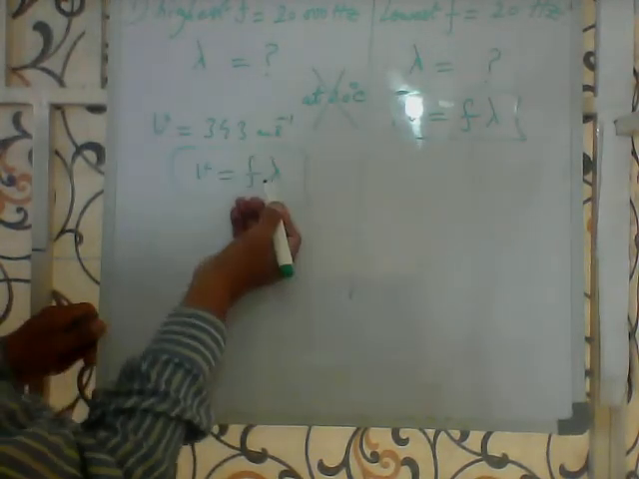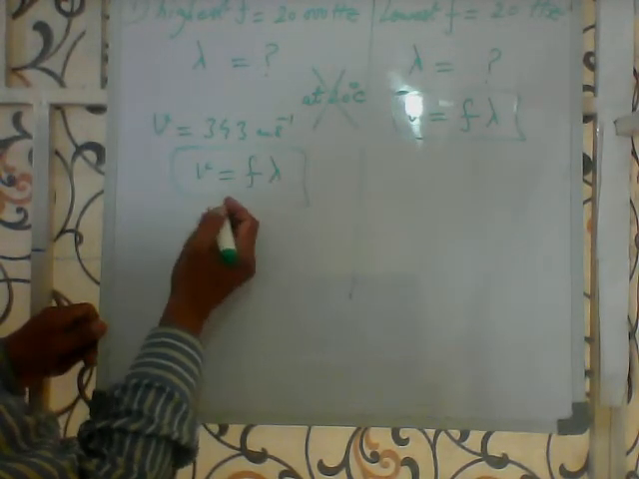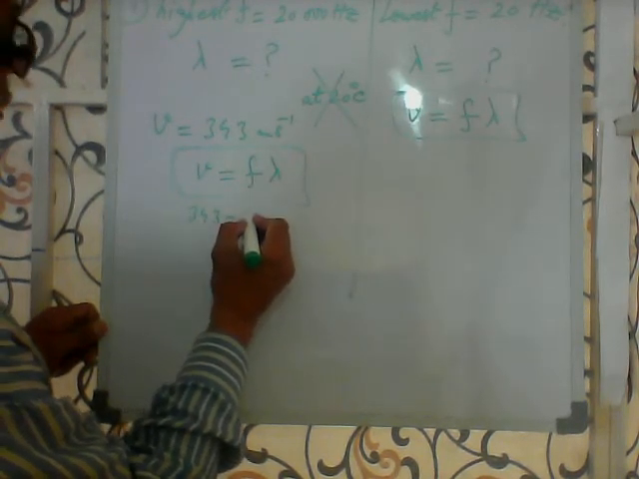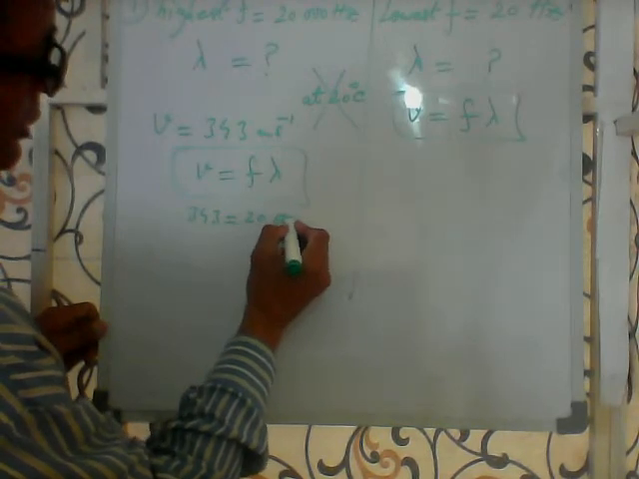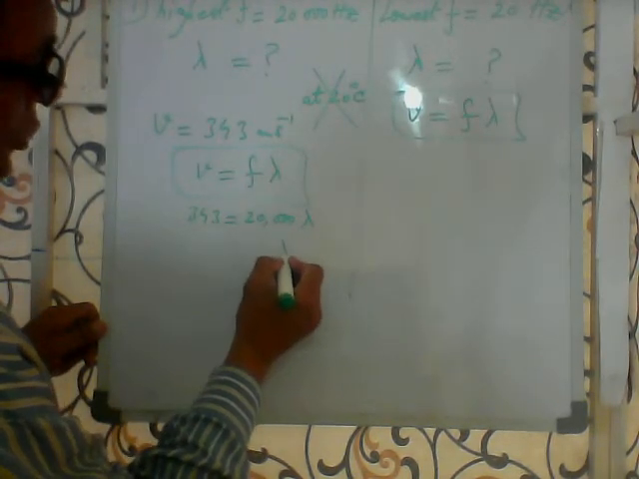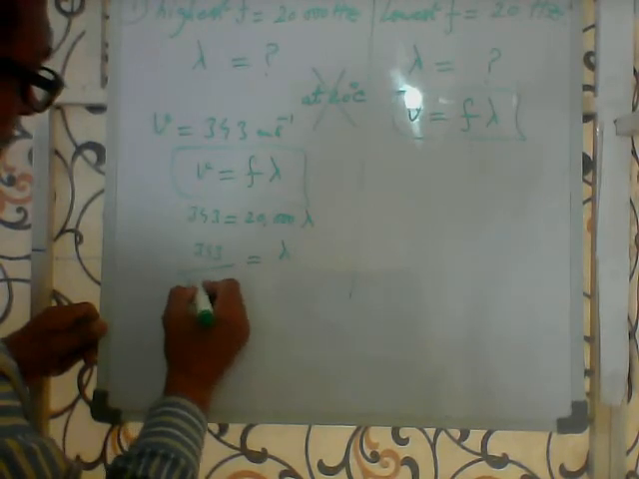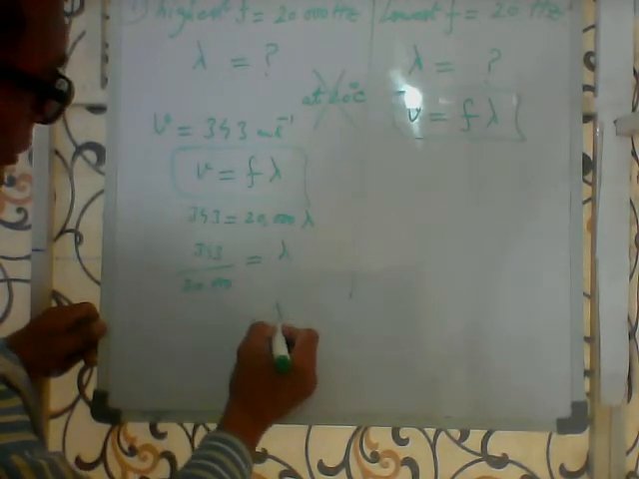To find the wavelength, put the values: 343 is equal to the frequency 20,000 into lambda. So we got lambda is equal to 343 divided by 20,000.